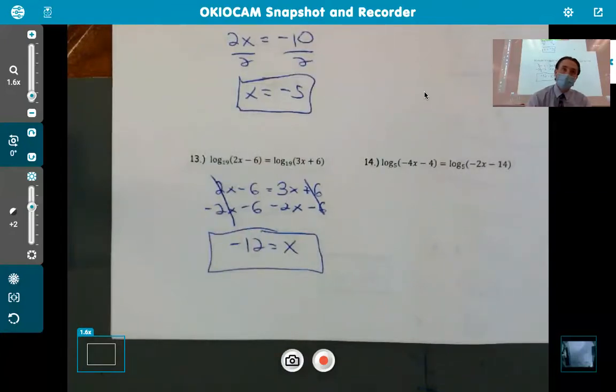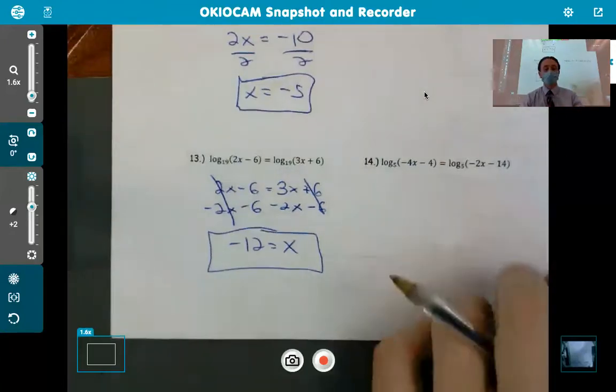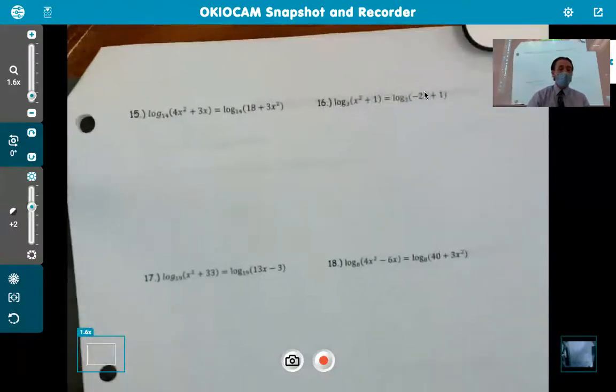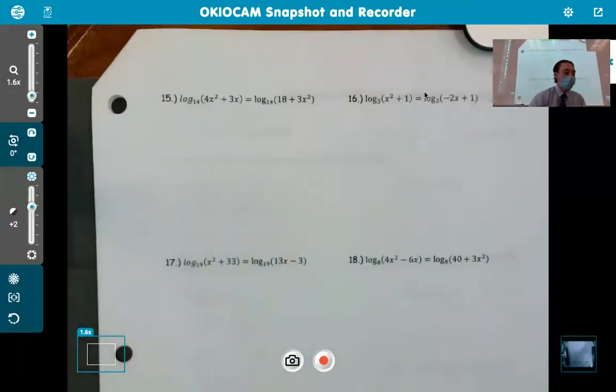All right. Any questions about 13? All right. How this changes in 15, what do we notice? Because we're still dealing with logs on both sides, but what's different about these examples?